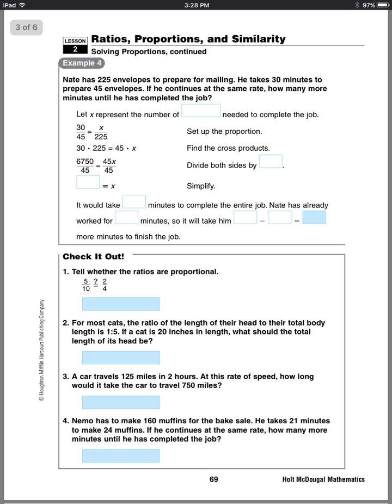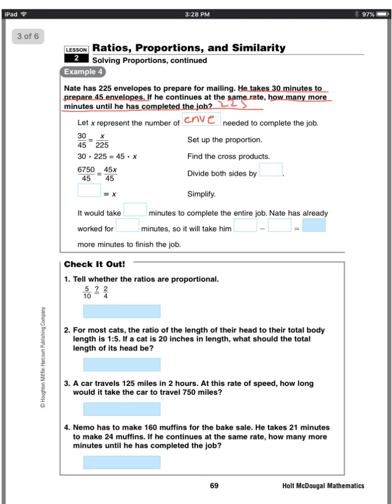Nate has 225 envelopes to prepare for mailing. He takes 30 minutes to prepare 45 envelopes. So this is our first ratio because we know both parts of it. If he continues at the same rate, how many more minutes until he completed the job? Now, completed the job means 225 envelopes are filled. So how many minutes until he completed the job is our other ratio. We're going to let x represent the number of envelopes needed to finish the job, which we know is 225.